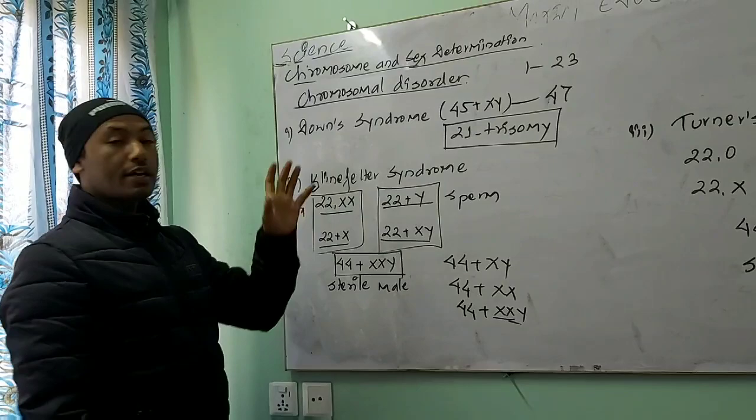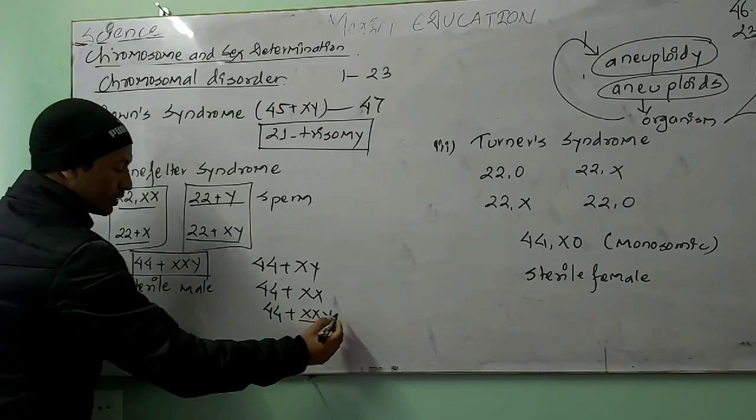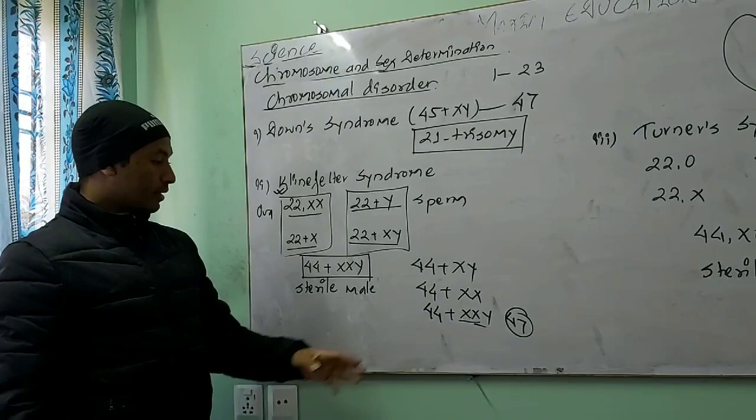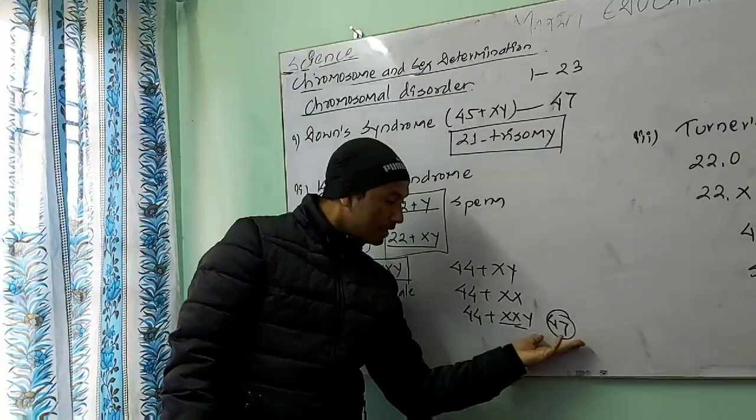Biologically, they are not human, because to be human there should be 46 chromosomes. But here, how many chromosomes? 44, 45, 46, 47. 47 chromosomes. Biologically, Down syndrome is also not human, and Klinefelter syndrome is also not human, because to be human there should be 46 chromosomes, 23 pairs. But here there are 47 chromosomes. So we cannot say they are biologically human.